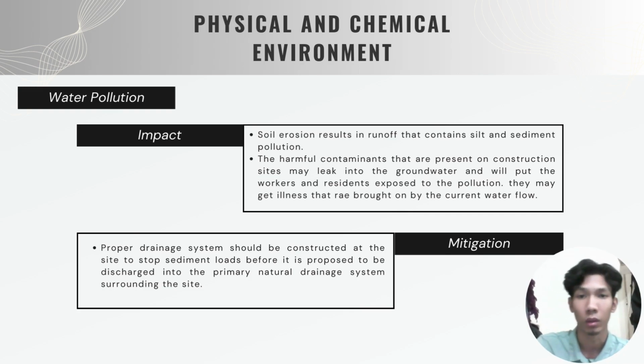And after that is water pollution. So the impact of water pollution is that soil erosion results in runoff that contains silt and sediment pollution. The harmful contaminants that are present on construction sites may leak into the groundwater and will expose the workers and residents to the pollution. They may get illnesses brought on by the current flow. So for the mitigation, a proper drainage system should be constructed at the site to stop sediment loads before they are discharged into the primary natural drainage system surrounding the site.